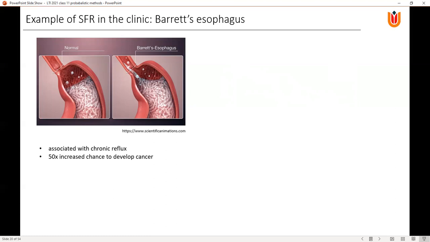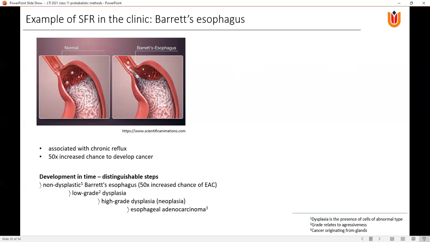So if you have a lot of reflux, so there's a lot of acid exposure to that type of cells, then if it's chronic, they cannot handle that. And it results statistically in a 50 times increased chance to develop cancer in that region, simply because of the exposure. So what happens in time is basically distinguishable in a few steps.